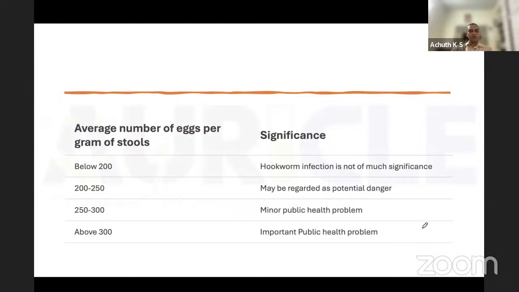This is the table which you have to remember. If the number of eggs is below 200 per gram, the hookworm infection is not of much significance in the population. If it is 200 to 250, it is regarded as potential danger. That means it might turn into a public health problem. If it is 250 to 300, it is already a minor public health problem, needs intervention by public health specialist. If it is more than 300, it is already a major problem. Now it has to be controlled.